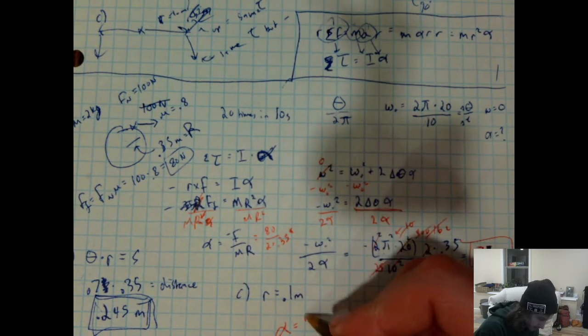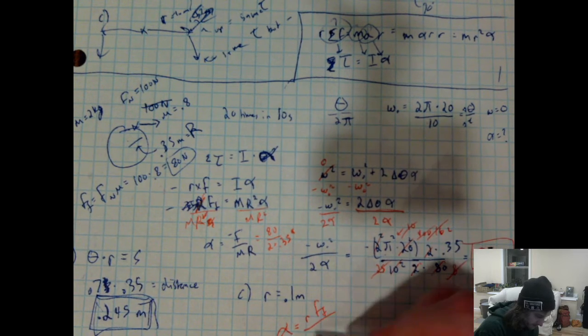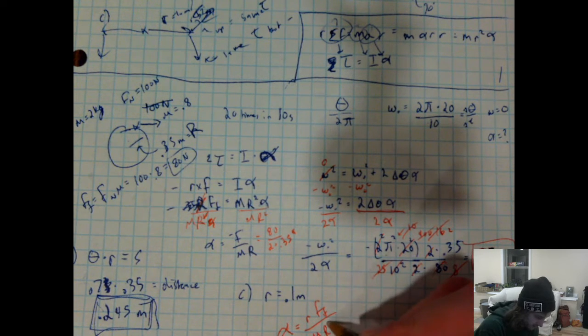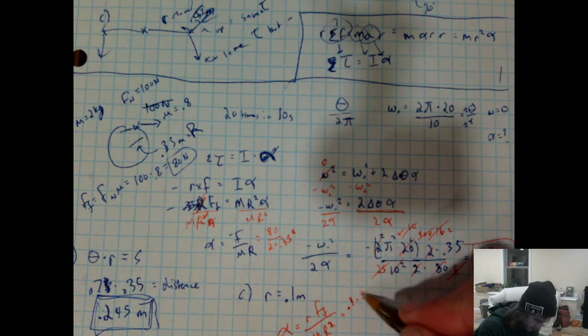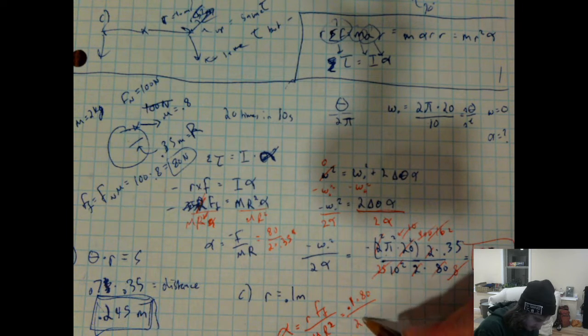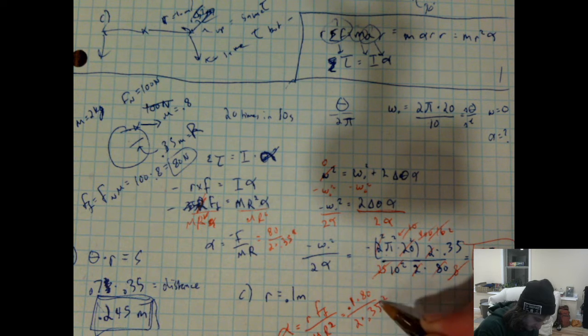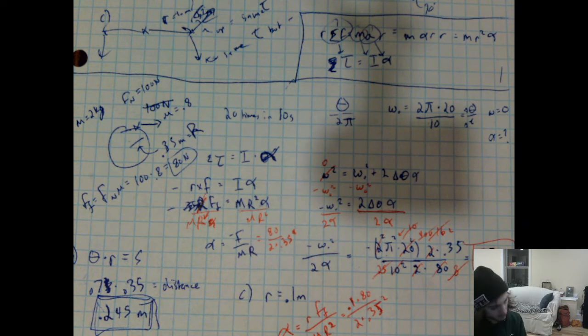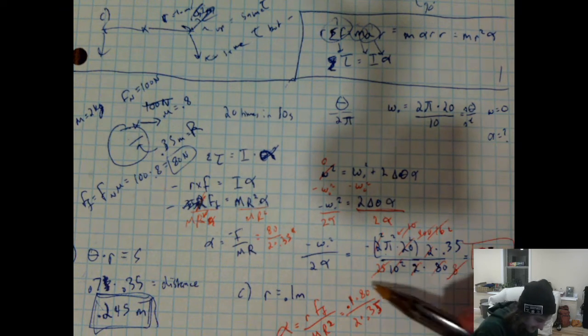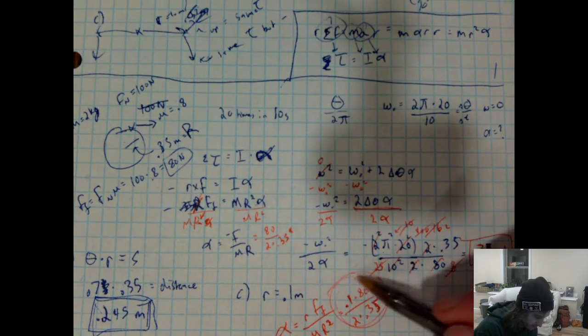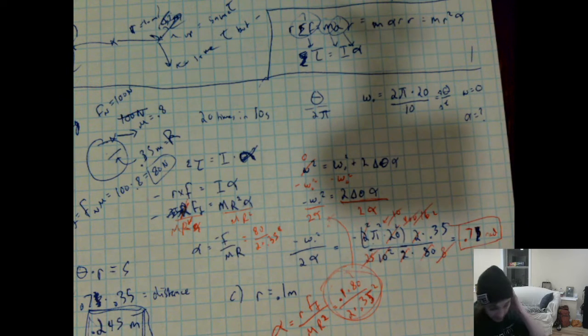such that we've got lowercase r times our force of friction divided by our mass times our radius squared. So it would have been 0.1 times 80 divided by 2 times 0.35 squared. So a slightly different number. And that's the number that we would have plugged in up here instead of our old number.